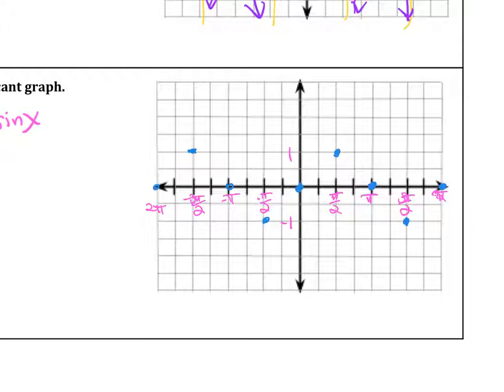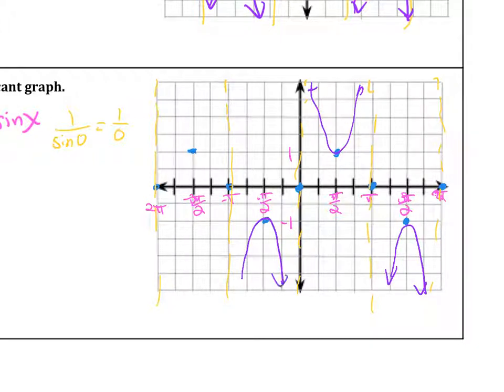Again, we have our vertical asymptotes at the x-intercepts. So if you think about, let's say, 1 over sine of 0, that is 1 over 0. So it's undefined at that point. Then at the maximum points, it opens up. And at the minimum points of the sine graph, that's when it opens down. So it should alternate when you are graphing. So you're going to fill out the entire coordinate plane.